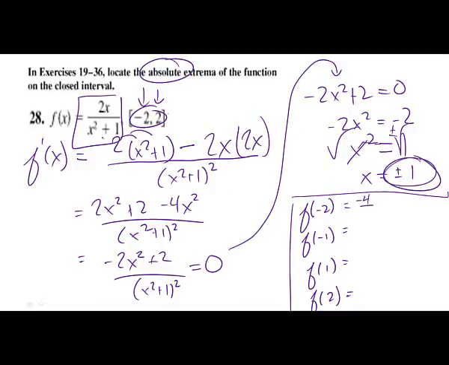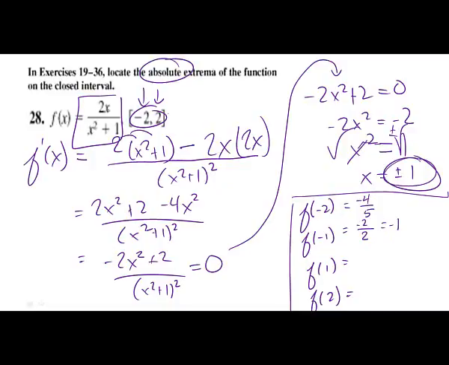Negative 4, and then negative 2 squared is 4 plus 1 is 5. Okay, so I did all that work in my head. We're plugging in a negative 1 next. So 2 times negative 1 is negative 2. Negative 1 squared is 1 plus 1 is 2, which is really equal to negative 1.